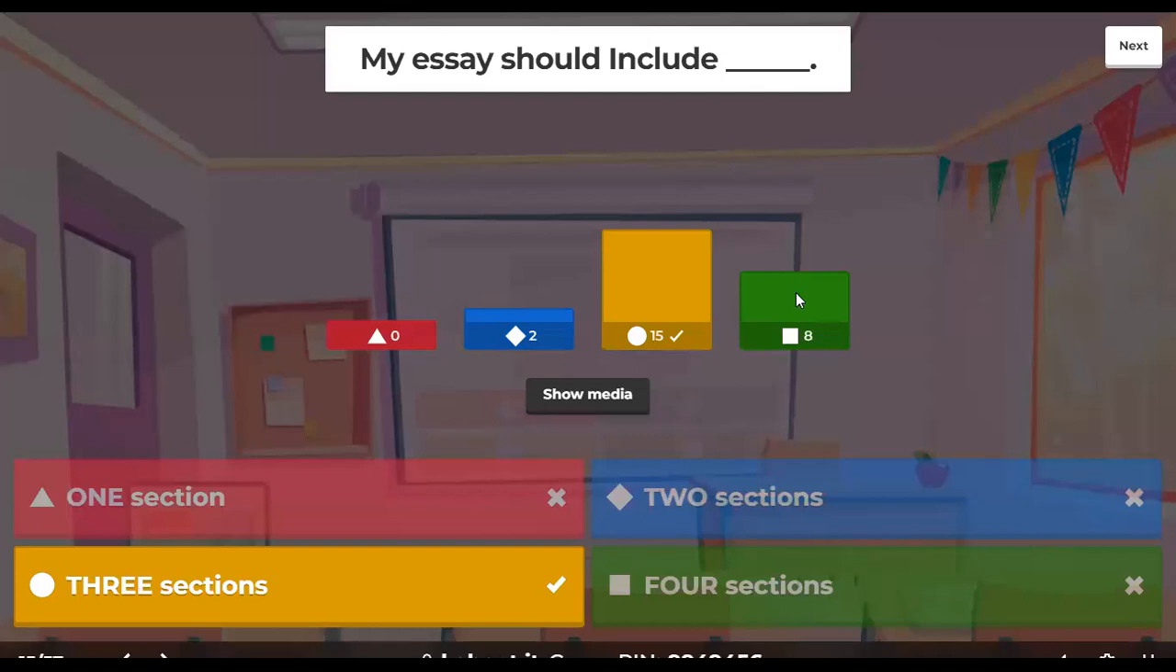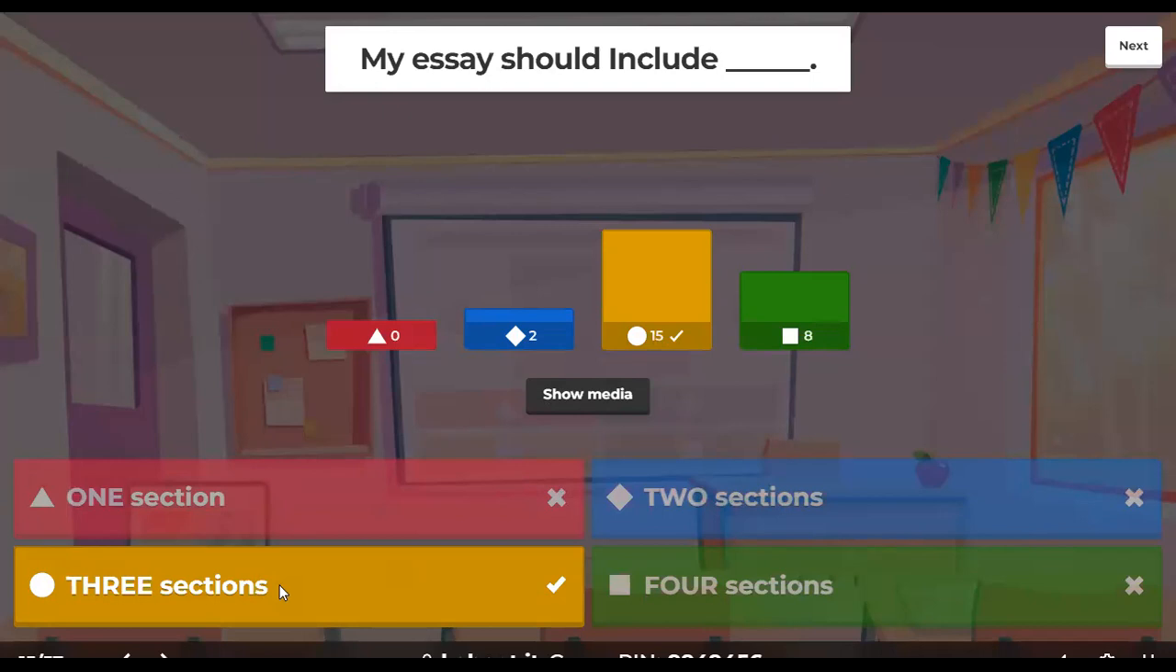Now, 8 of you said 3 sections, which is 50%. Actually, there are only three sections. So who can tell me what they are? Introduction, body, conclusion. Very good, excellent. So we have the introduction, the body, and the conclusion.